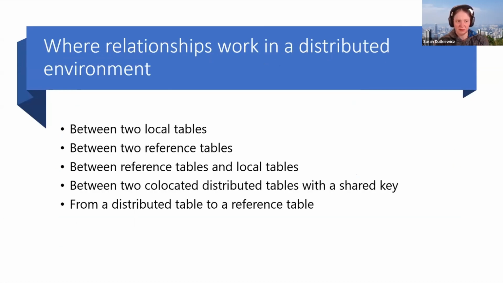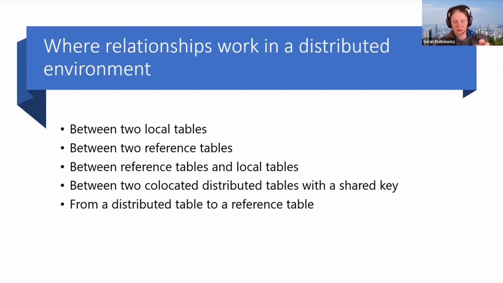Foreign keys, primary keys, relationships will change based on the distribution. So this is where we get into what works in the distributed environment. If you're staying on 2 local tables, that's within the coordinator node, that's fine. Relationships are good. 2 reference tables, they live on the same node, that's fine too. Going from reference tables to the local tables works okay.